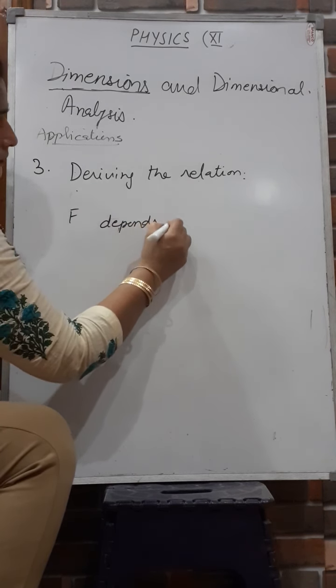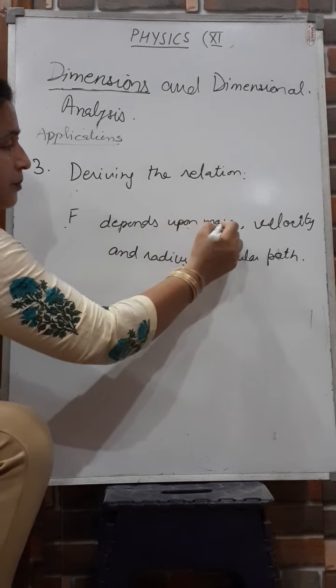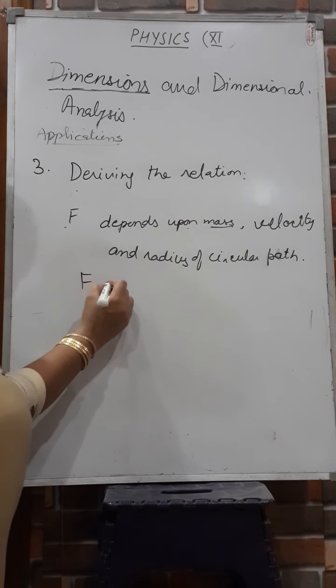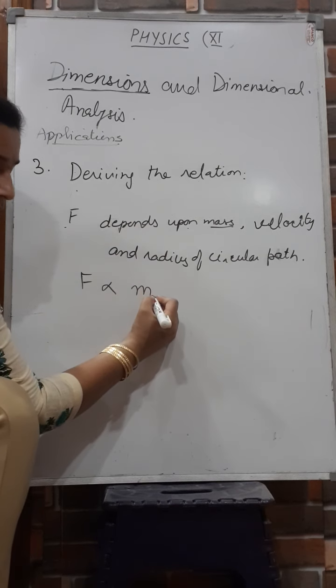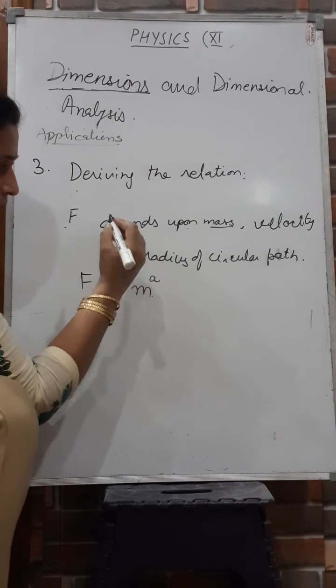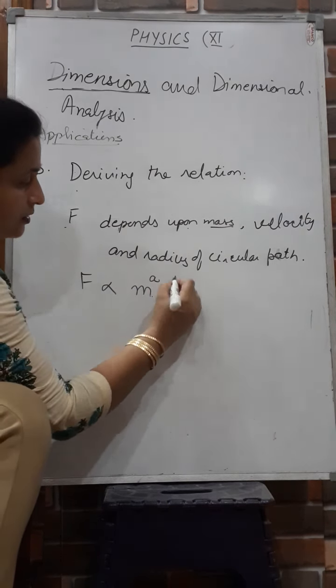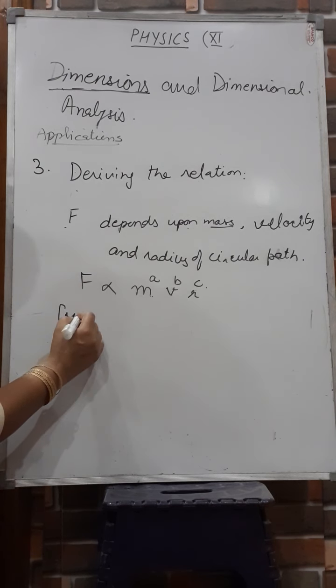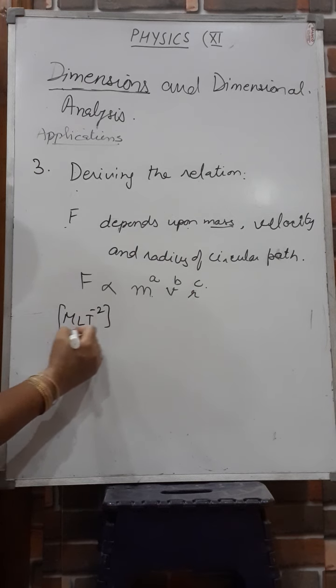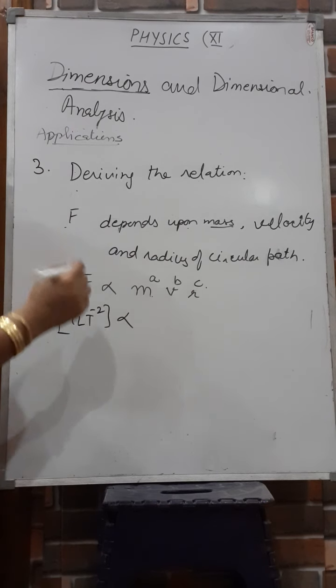Find out the relation between these physical quantities. So what you will write, because force depends upon mass, you will write force is proportional to mass raised to power A, velocity raised to power B, and radius raised to power C. Now you will write down the dimensions of force, MLT^-2. You will write down the dimensions on both sides.